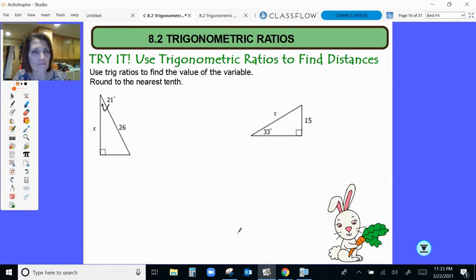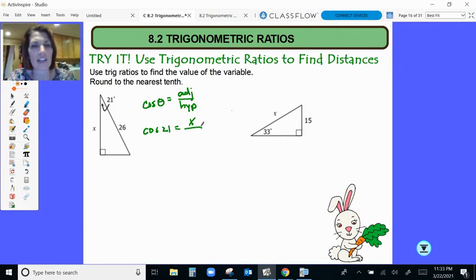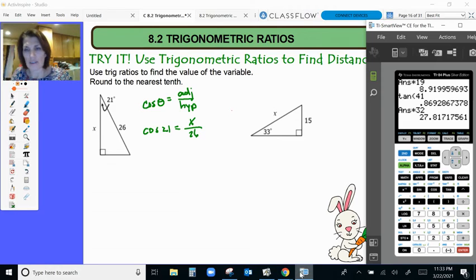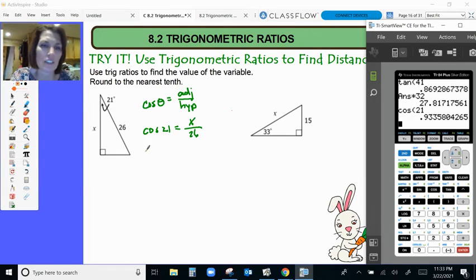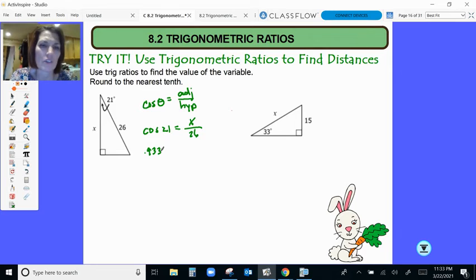All right, so here we have our angle and we have an adjacent side and a hypotenuse. So that's going to be my cosine. I'm going to take my cosine of theta is my adjacent side over my hypotenuse. So cosine of 21 equals my adjacent side x over my hypotenuse 26. So what's my cosine of 21? Cosine of 21 is 0.9336. So 0.9336 equals x over 26.